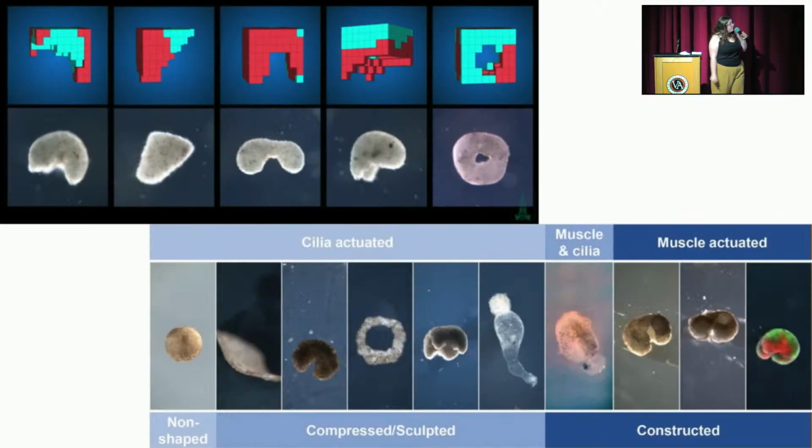So here's a couple of diagrams that I found to be helpful in my research. So up here are the computer simulated models, and xenobots that came from them. And then down here shows the difference between the cilia-actuated xenobots and the muscle-actuated xenobots, as well as how they were built. So these ones were the ones built with the microsurgery tools.